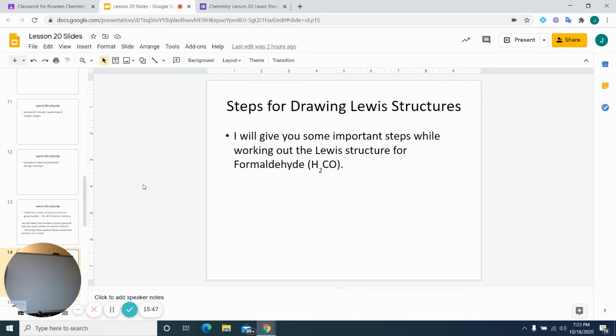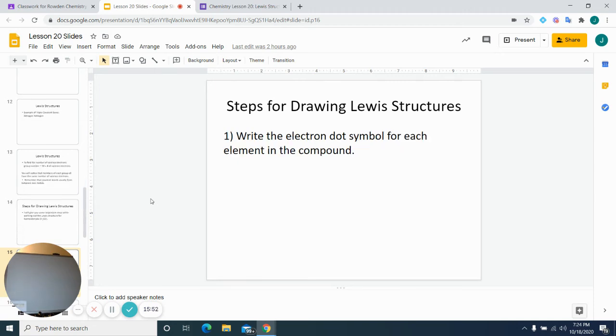All right, so H2CO. Let's do formaldehyde. So I'm going to write it up on top up here.